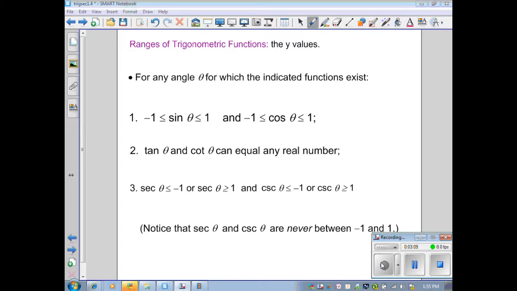Tangent theta and cotangent theta can equal any real number, and also I like to see where number 1 relates to number 3, since sine and cosine are between -1 and 1. Secant and cosecant are the exact opposite, where secant theta has to be less than -1 or greater than 1, and also for cosecant theta, which is less than -1 or greater than 1, since they are reciprocals or opposite of my sine and cosine theta. Notice that secant theta and cosecant theta are never between -1 and 1.